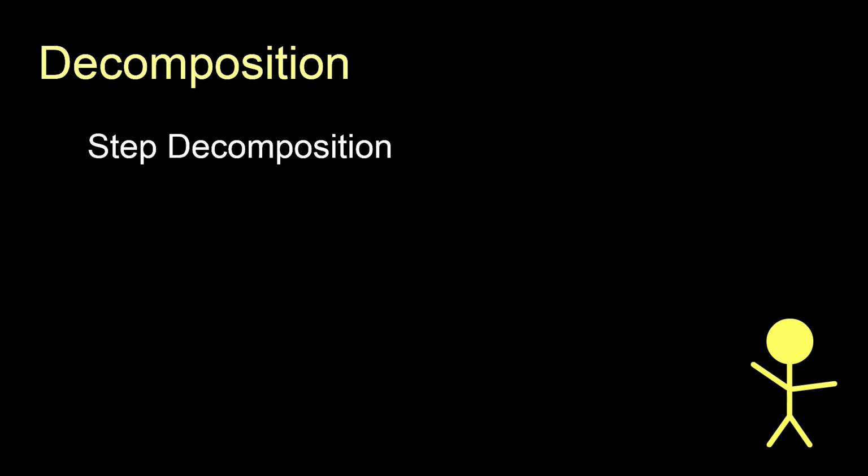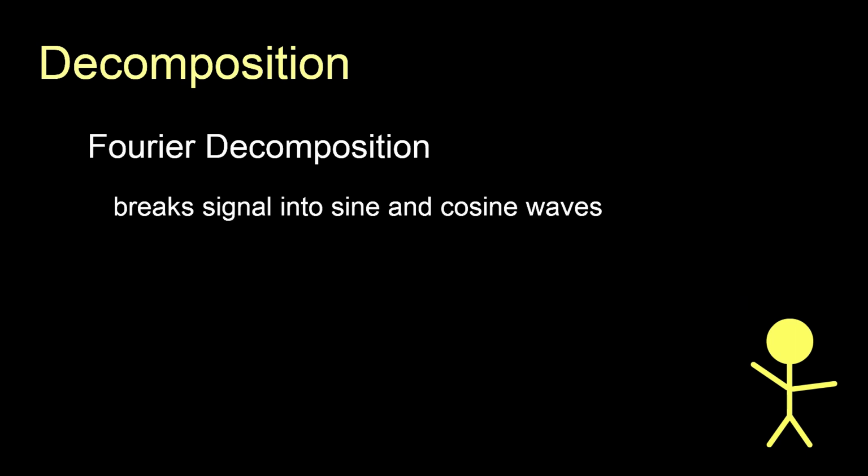Next, we have the step decomposition. This breaks signals into steps. This type of decomposition characterizes signals by the difference between adjacent samples. And lastly, we have Fourier decomposition, which breaks a signal into sine and cosine waves. This is insanely important for Fourier analysis, which we will talk about very soon.